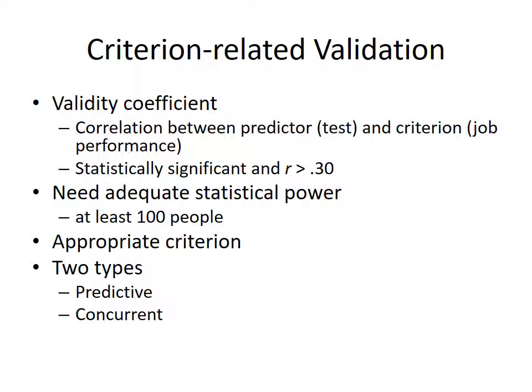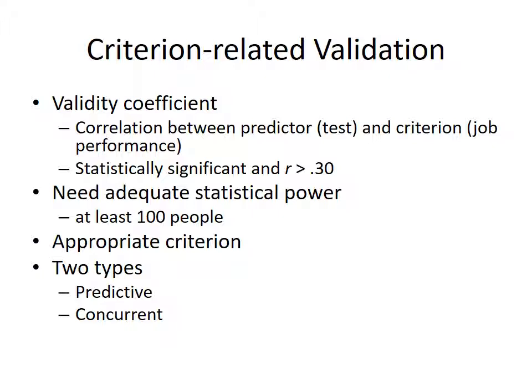We do want to make sure that we have the appropriate criterion. In other words, if we have a poor measure of job performance, it's going to be hard to criterion relate the validity to anything that we're trying to predict with. There's two types of criterion-related validity, and both have their advantages and disadvantages, and that's predictive and concurrent. And I'm going to talk about each one of these in turn as well.